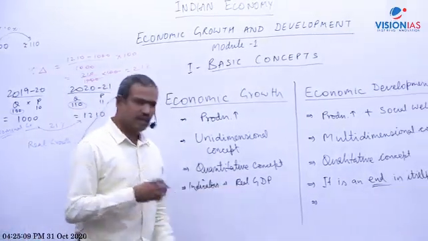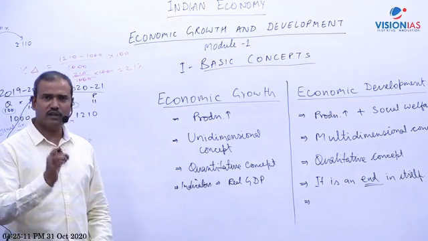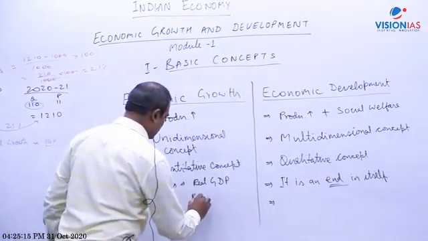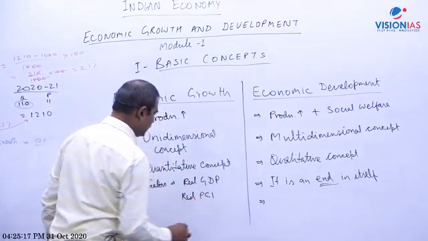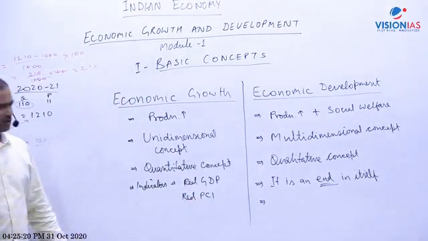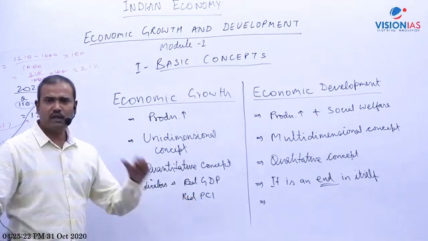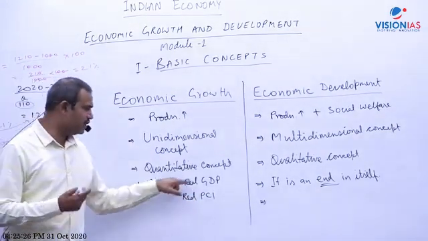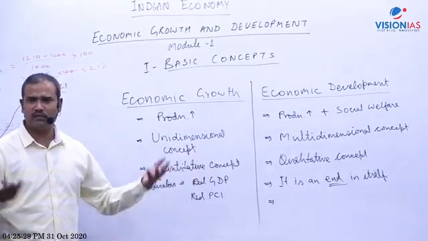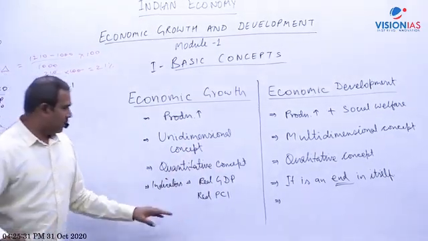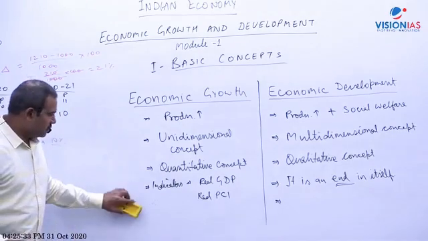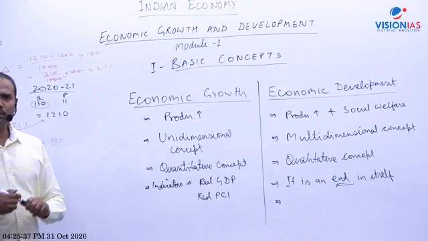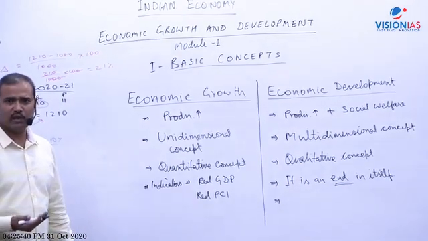So in growth, we always use the word real, or real per capita income may be used. In short, PCI, per capita income. Simply national income upon population. So when GDP increases, income will also increase, average income will also increase. So the indicator is real GDP or real per capita income, but practically GDP is more commonly used.